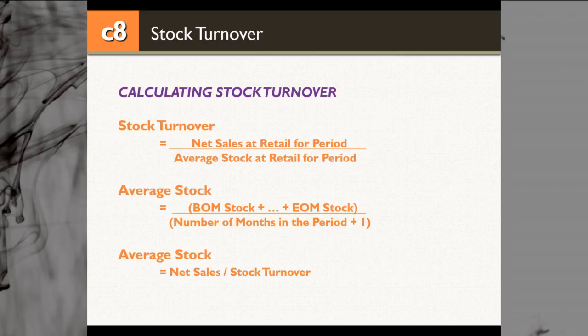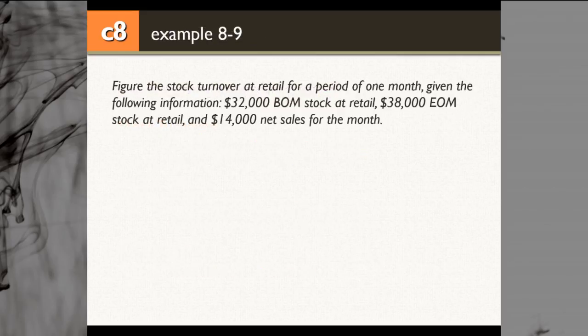And once again, you did this in the previous chapter for the GMROI calculation, so you can look at the example again. Another way to calculate the average stock is net sales divided by stock turnover. So let's look at an example. Figure the stock turnover at retail for a period of one month given the following information: $32,000 beginning of the month stock at retail, $38,000 end of month stock at retail, and $14,000 net sales for the month. Can you calculate the stock turnover?